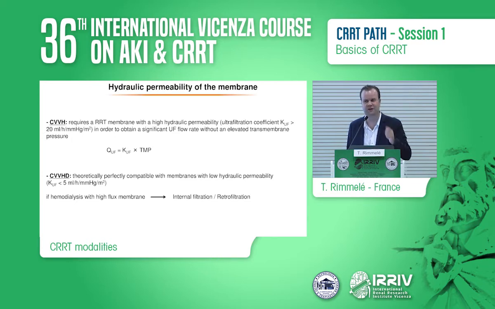If you use CVVHD, you may be able to use a low flux membrane, with a low water permeability. That would work. But today, I think if you use CVVHD in your unit, most likely you also use a high flux membrane. And if you use a high flux membrane with continuous hemodialysis, then you're going to get internal filtration and retrofiltration. What is this?